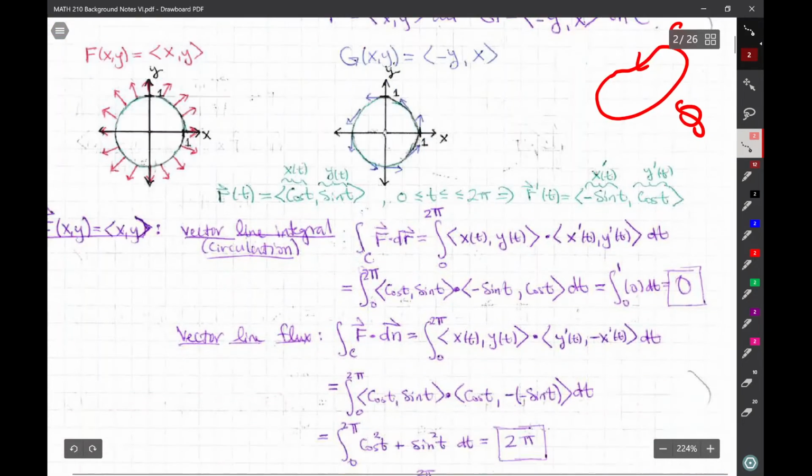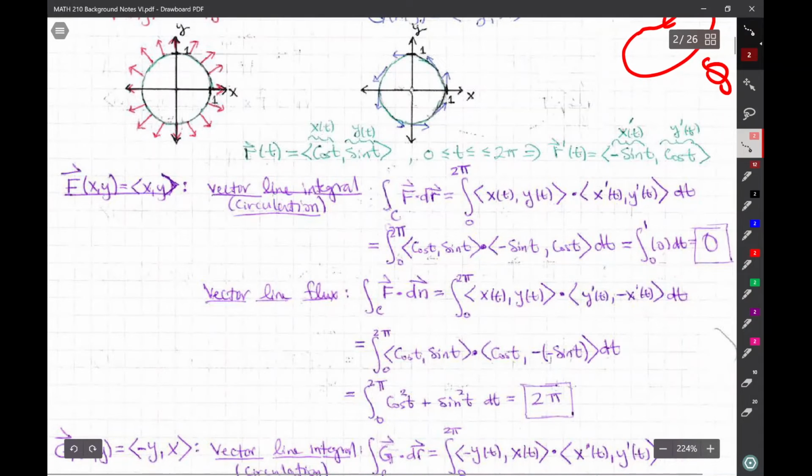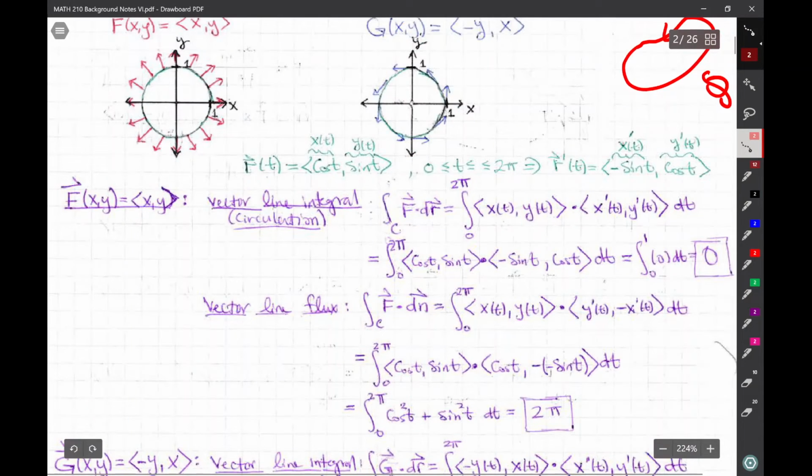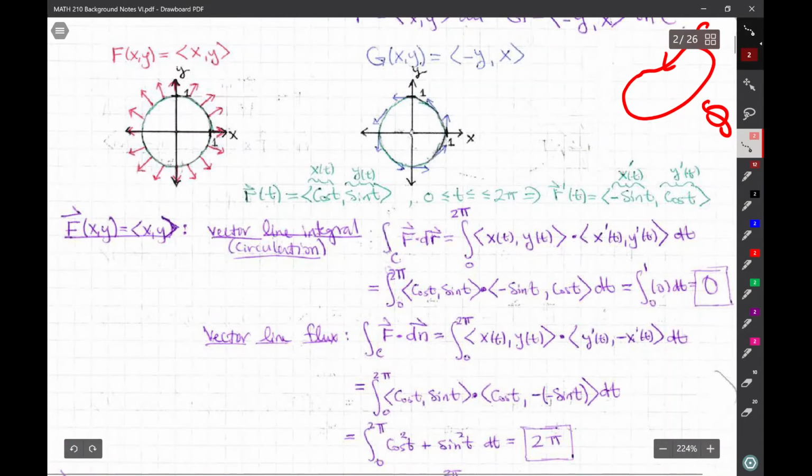So let's compute the vector line integral and vector line flux for each of these, starting with F(x,y). Hopefully your intuition is telling you that the vector line flux should be positive and the vector line integral should be 0 for this radial field because it's pointing outwards. When you dot it with the tangent vector, and don't forget the tangent vector is always pointing tangentially to this circle, you're always getting 90 degrees between the vector field and the tangent vector.